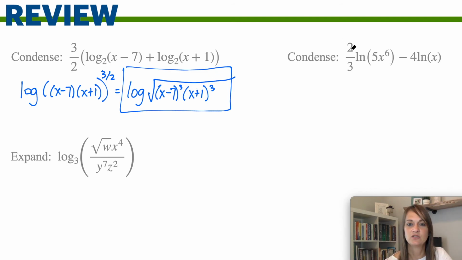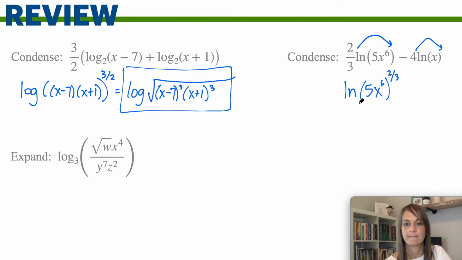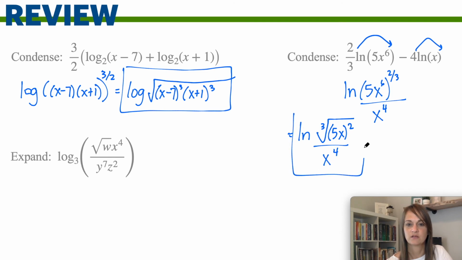In this case, this 2/3 goes on the outside, this 4 goes on the outside, so I have the natural log of 5x to the 6 to the 2/3, and then minus means you would divide, and you would have x to the 4th. You could leave it like that, or this is a cube root, and then you could have 5x squared divided by x to the 4th.